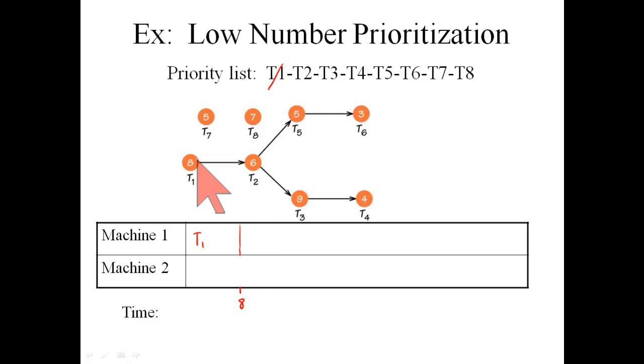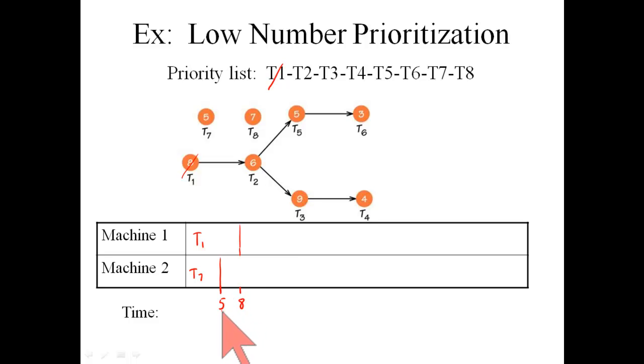Cross out task 1. Meanwhile, person number 2, we decided, is going to end up being assigned task 7. It's a 5-minute job, and so at 5 minutes after start time, person number 2 or machine number 2 is going to finish task 7.